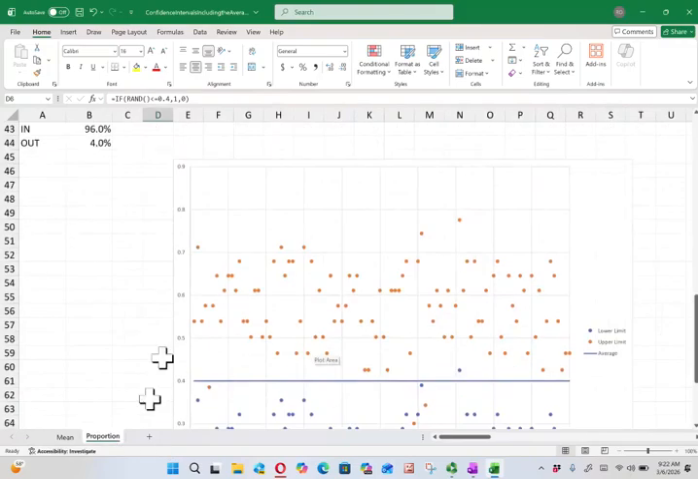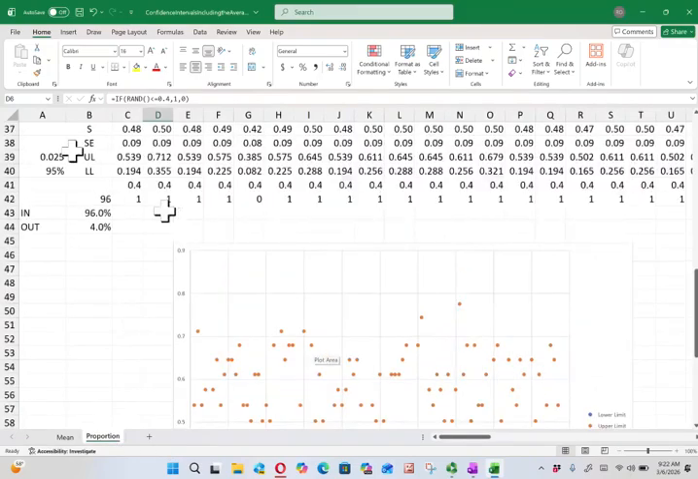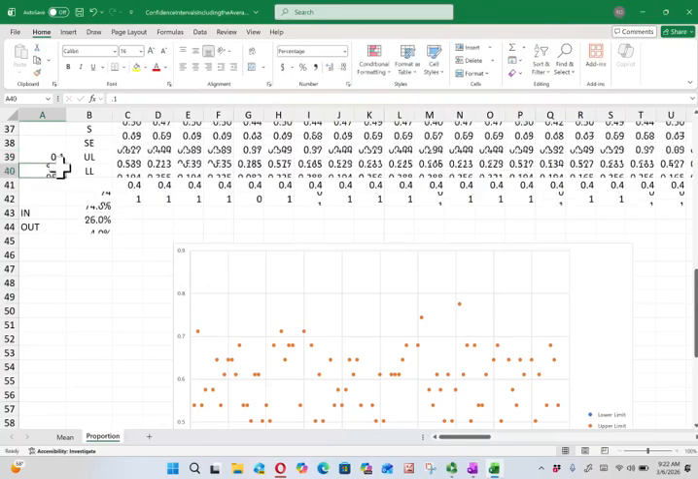If you look at the proportion, this is the next page. It does the same thing. We've got the same probability set up. This is set up to do 95, and for this one, 96% hit, 4% didn't. If I change this to an 80% bet, 0.1.